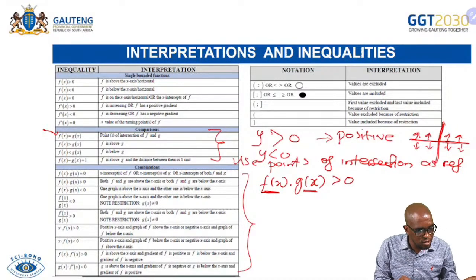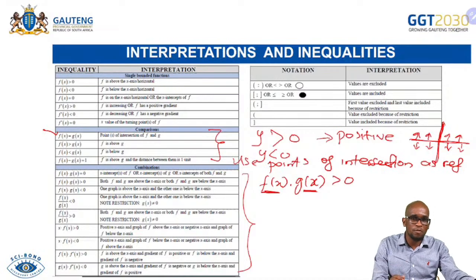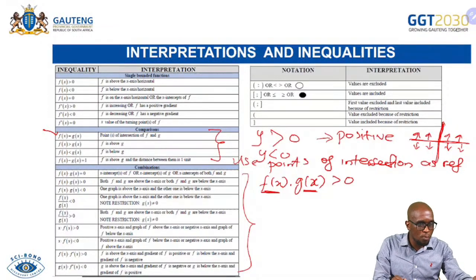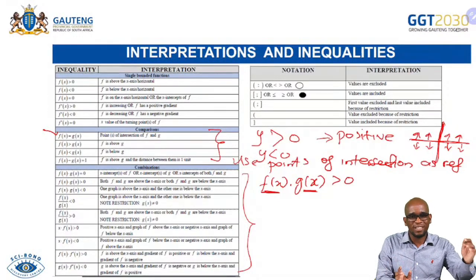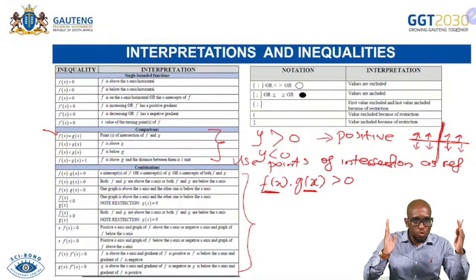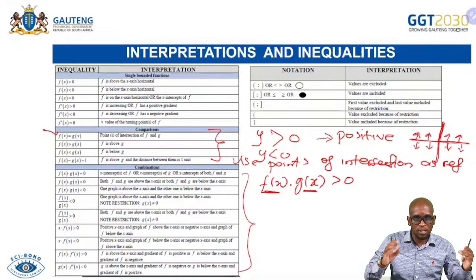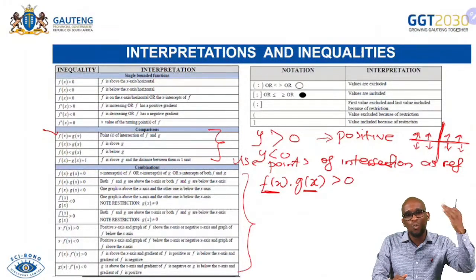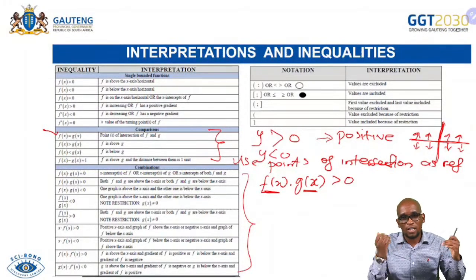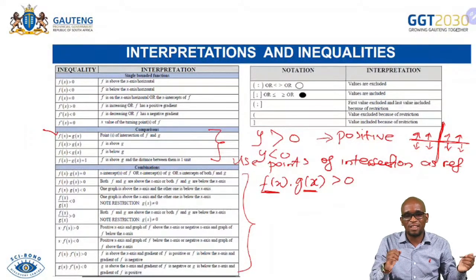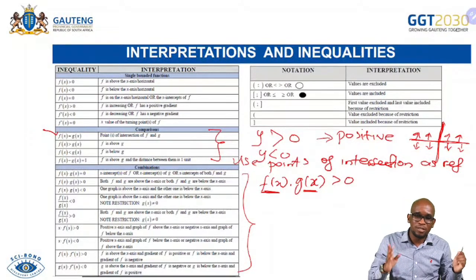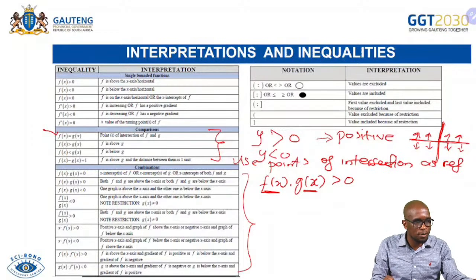Now, what is key here? We said with comparisons, we're going to check the points of intersection. The points of intersection are going to be used as reference because they tell us where the graphs are equal. So we will know whether one graph is greater or less than the other when we start at where they are equal.